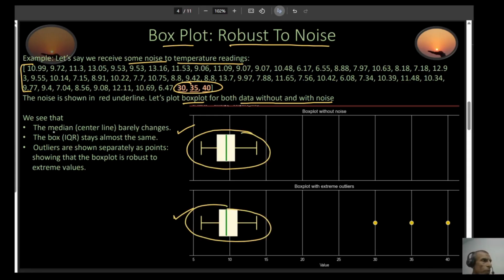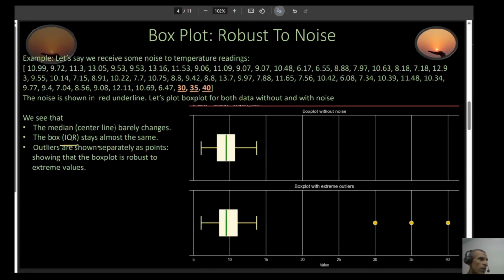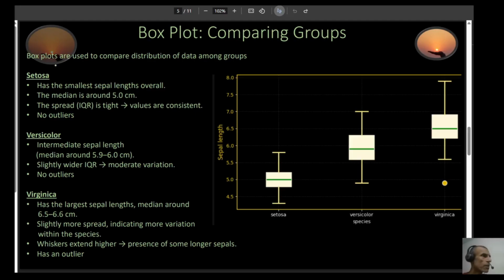You can also see that your median, which is the center line, barely changes. So this is my median right here. Look at this median and look at this median right here. They barely change. They are almost identical. Your IQR stays almost the same. Your IQR is this distance right here. Look at this distance and look at this distance, almost identical. Now in this case, my outliers are these points. So this should convince you that box plots are robust to extreme values. Now box plots are used to compare distribution of data among groups.